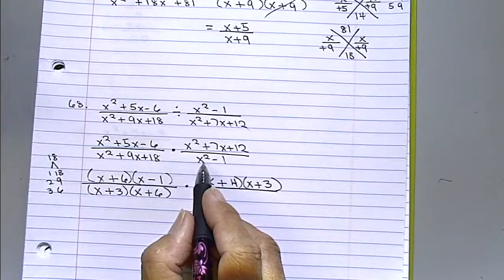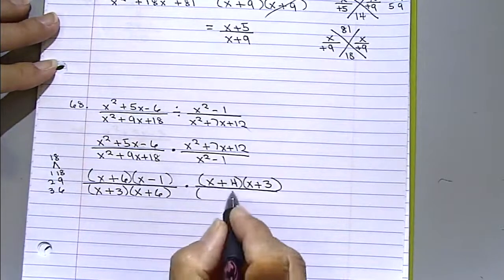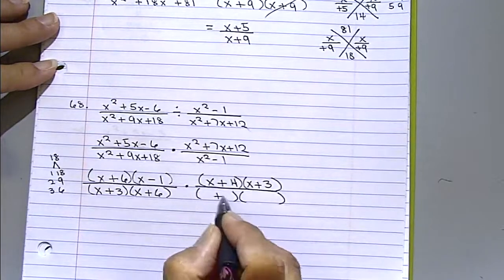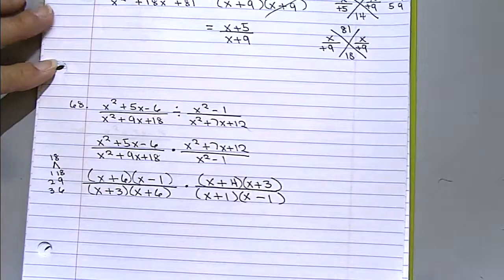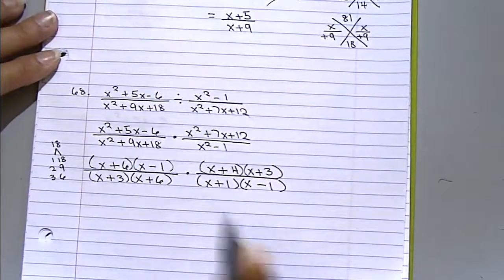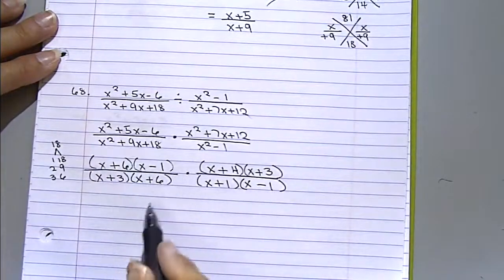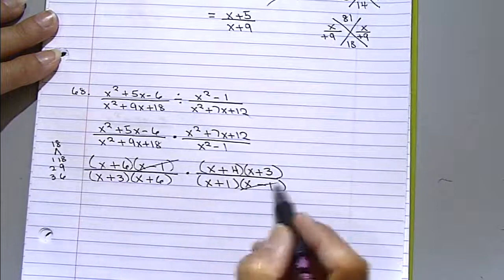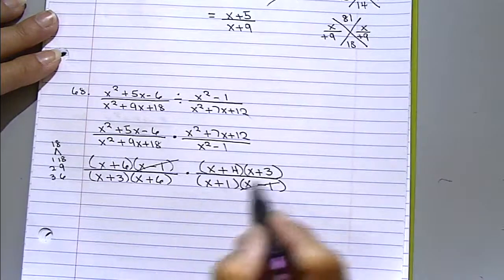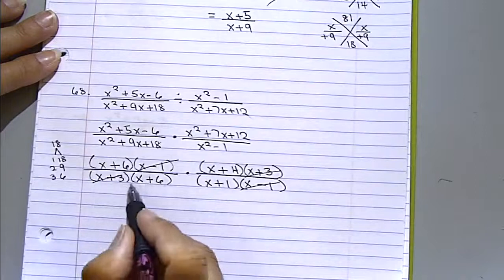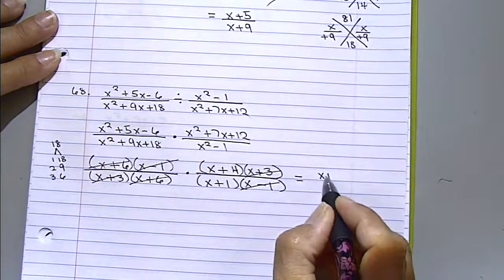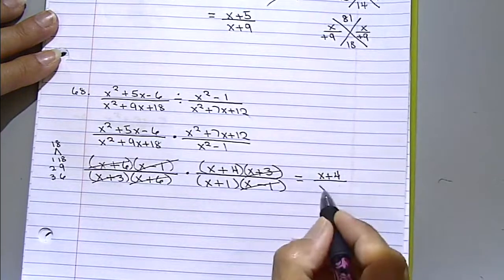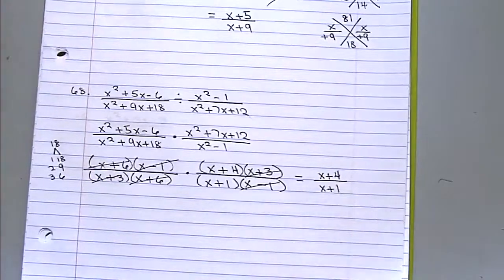A difference of 2 squares. So, one of each sign, square root of the first term, square root of the second term. Now I'm ready to start crossing things out because this is multiplication. Everything's multiplied. So I see an x minus 1 here, and I see an x plus 3 here, and I got a couple of x plus 6s. And what's left in the numerator is x plus 4. What's left in the denominator is x plus 1.